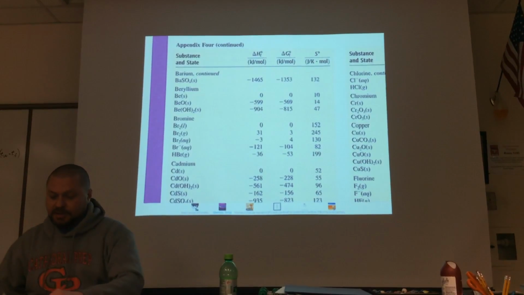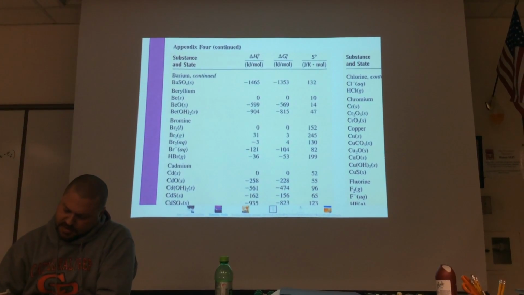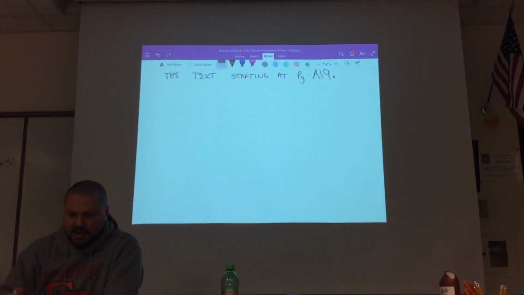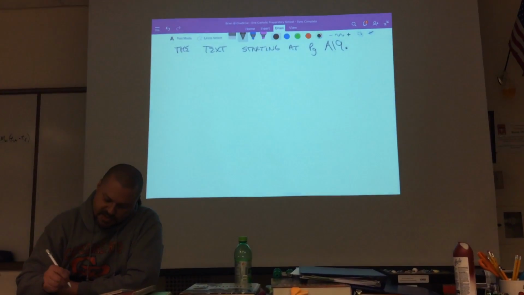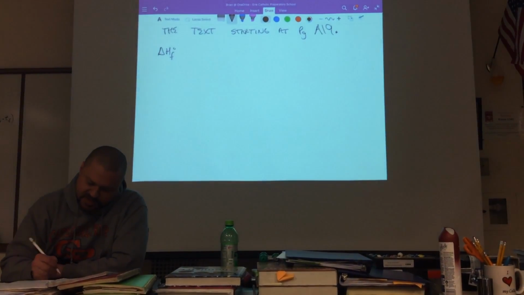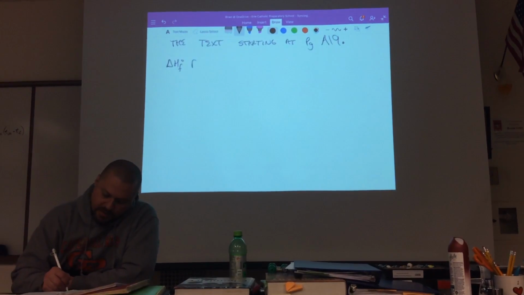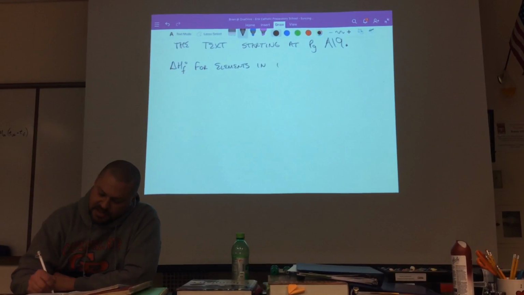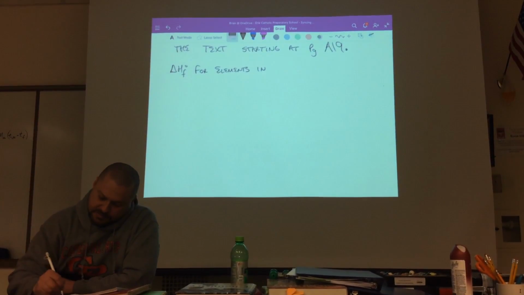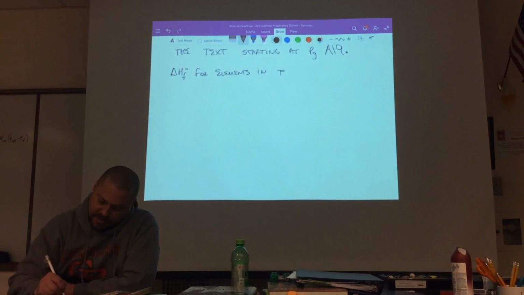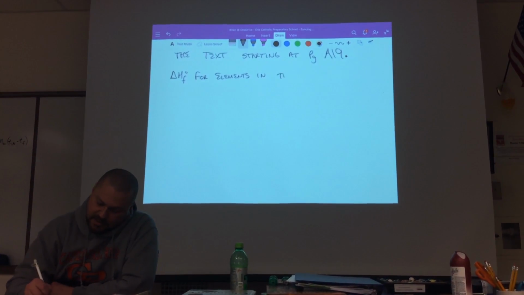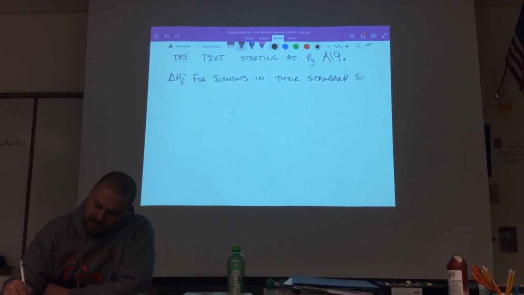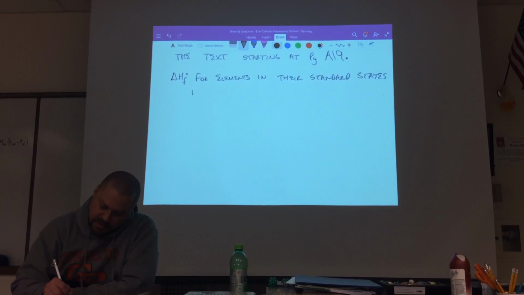All right, so let's say we did an example. I'm going to go back to here. So let's say, delta H, F degree symbol, for elements in their standard states is 0.